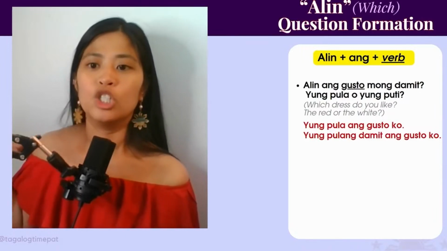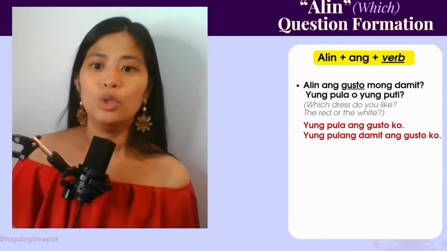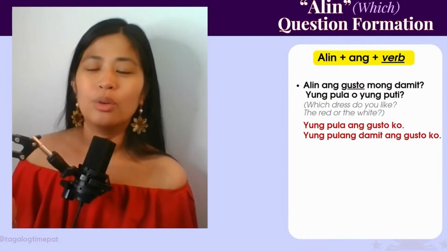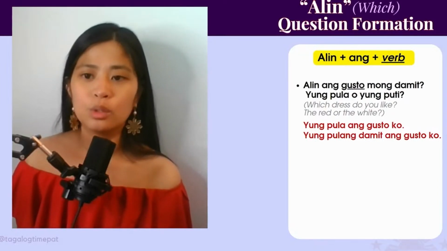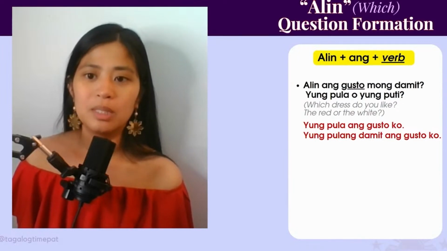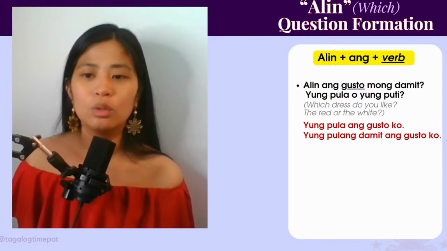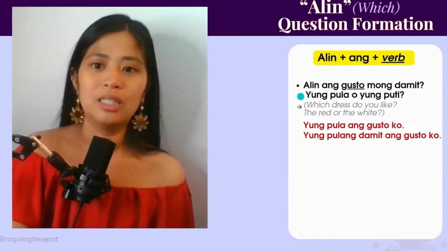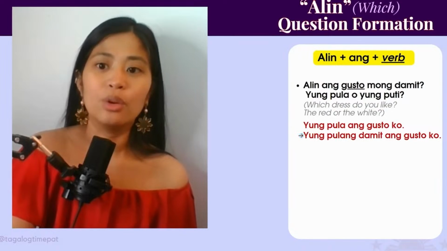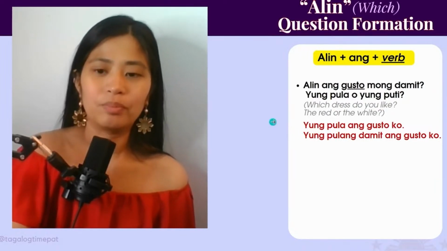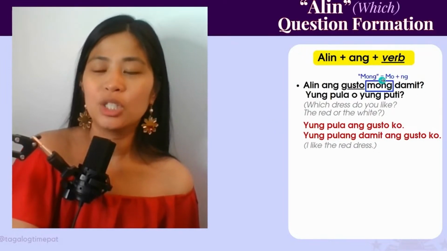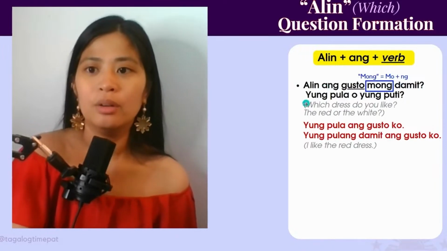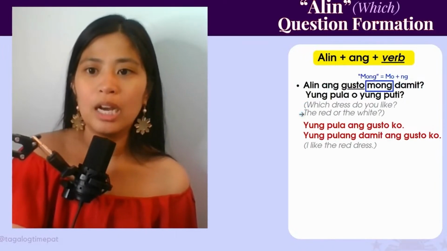Your response would just be one of the choices. Yung pula ang gusto ko. The red is the one I like. I like the red one. Or, yung pulang damit ang gusto ko, if you want to be specific. So, yung pula means the red one. Yung pulang damit means the red dress, specifically. And then I want to point out, mong up here is just mo plus nang put together.